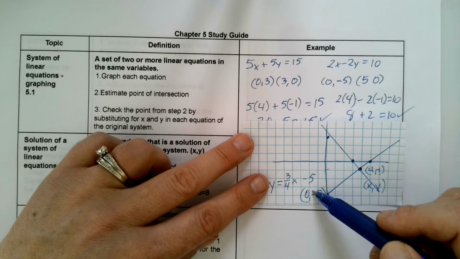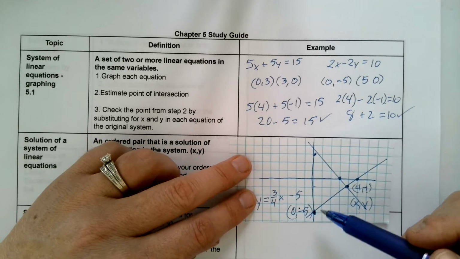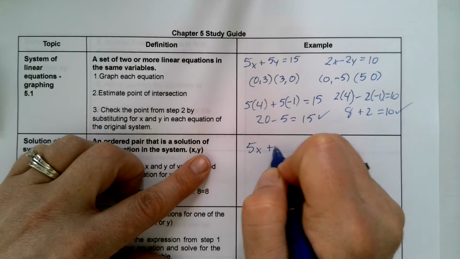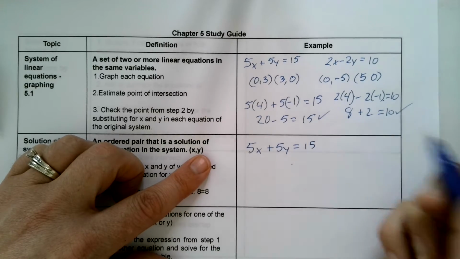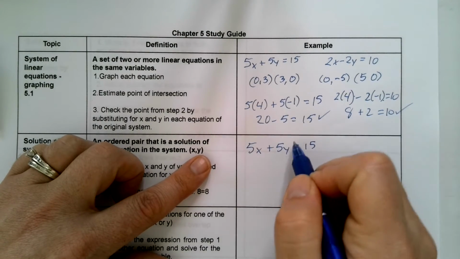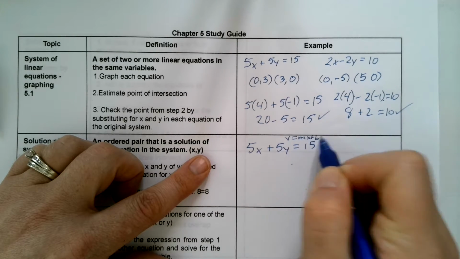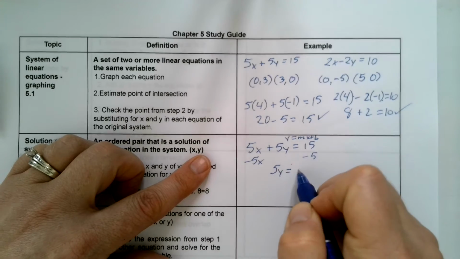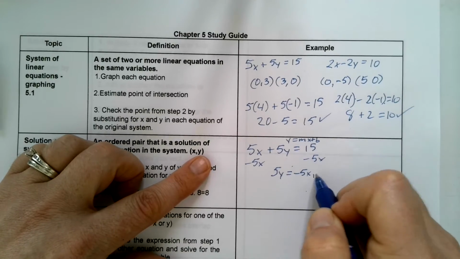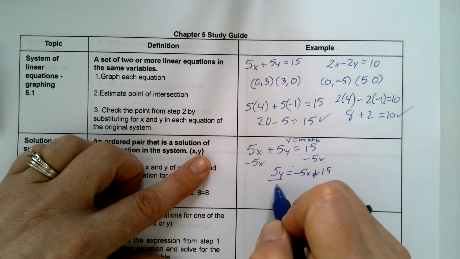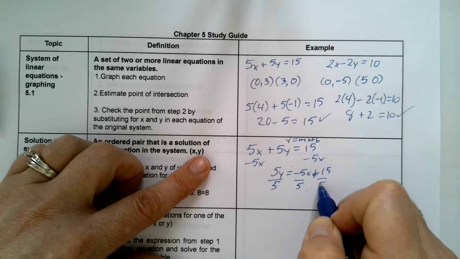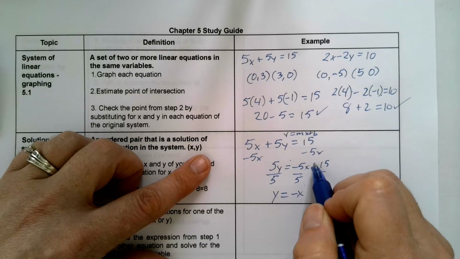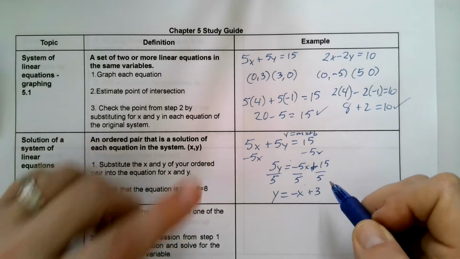Now there is also another way to do this, okay? If you go from 5x plus 5y equals 15, and you want to get y alone because you want it to be in this y equals mx plus b format, you would have to subtract 5x from both sides, and you have 5y equals negative 5x plus 15. Divide each term by 5, very important over here. So then you have y equals negative x plus 3. Okay?